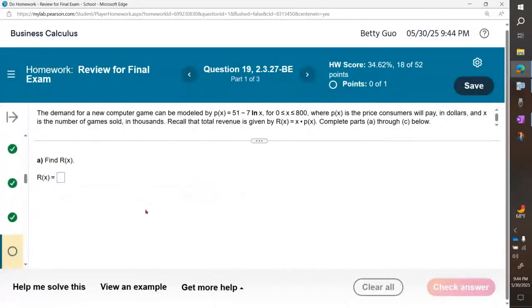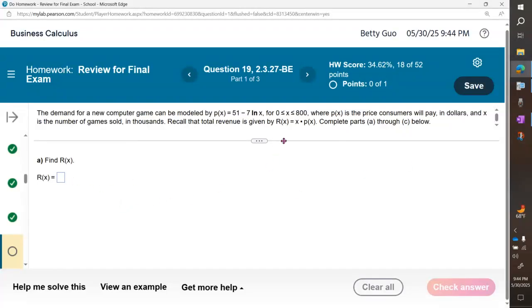Question number 19. The demand for a new computer game can be modeled by this function. Look at the function. It involves two variables, P and X. P is the price consumers will pay in dollars, and X is the number of games sold, in thousands. Recall that total revenue is given by R of X equals X times P of X. Well, this helps. Complete part A through part C.